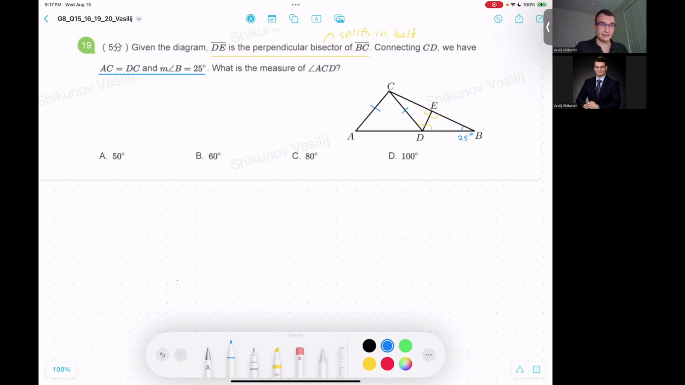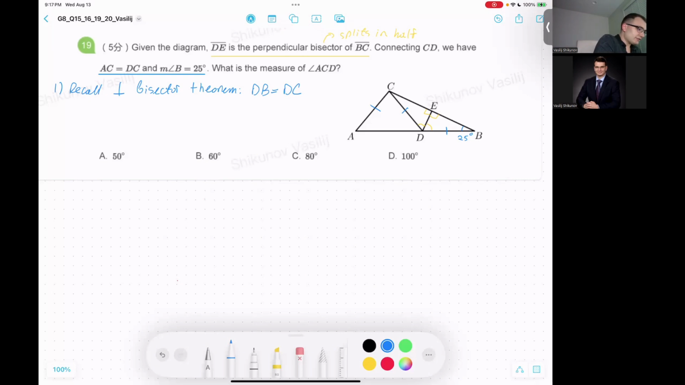So we recall the bisectors. We have a perpendicular bisector, so let's recall the perpendicular bisector theorem. It says that if we have a perpendicular bisector, and there is a point on the perpendicular bisector, which is point D in this case, then the segments connecting the endpoints of the base segment, which in this case is BC, are equidistant, meaning that they are equal. So we're going to get that DB will also be equal to DC.